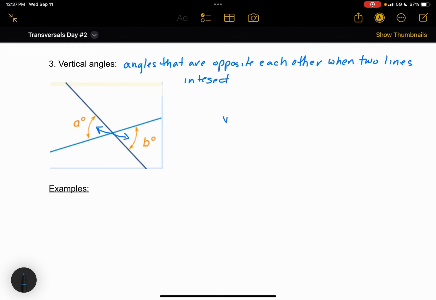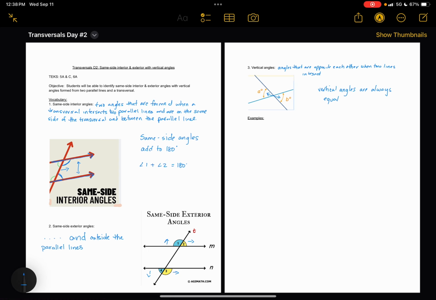And vertical angles are always equal. Another word we could say would be congruent. Okay, so over here we had same side angles adding to 180. Vertical angles are going to be equal to each other. So let's do some examples.